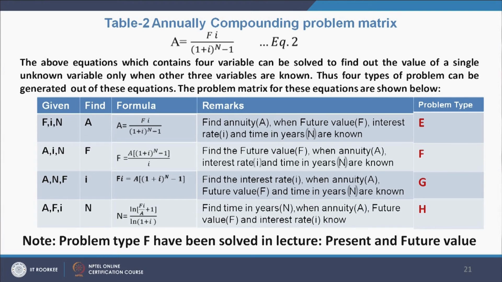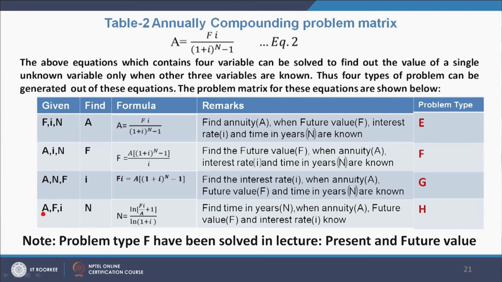The third type of problem is that A is given, n is given, F is given. We have to calculate I, and this is written as F I is equal to A times (1 plus I) to the power n minus 1. Here we see that I exists on both sides, and hence such type of problems will be solved by trial and error by equating left hand side to right hand side. So, here find the interest rate I when annuity A, future value F, and the time in years n are known. Such type of problem will be called problem G.